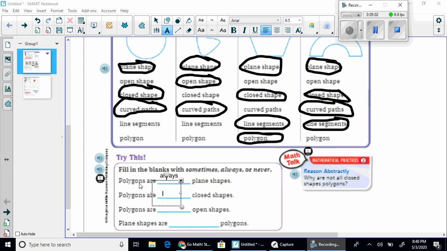Polygons are sometimes, always, or never closed shapes. This one would be always. Polygons are always closed. A little bigger.